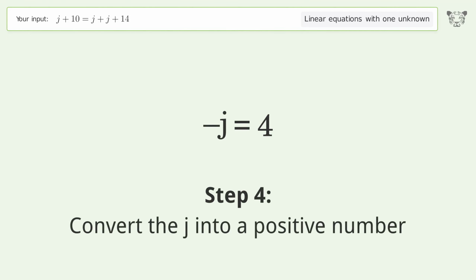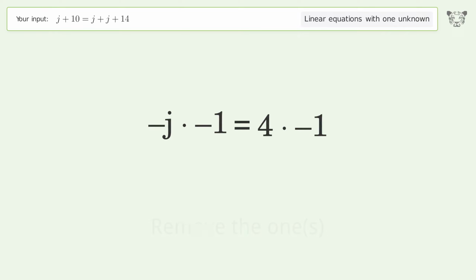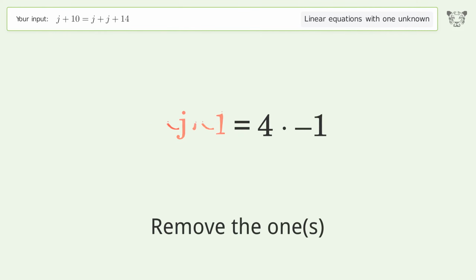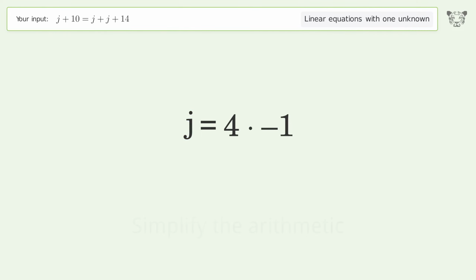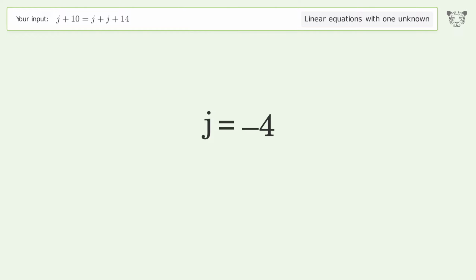Convert the j into a positive number. Multiply both sides by -1. Remove the ones. Simplify the arithmetic. And so the final result is j equals -4.